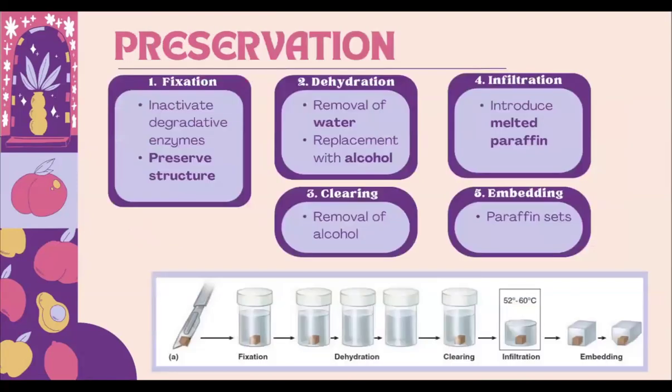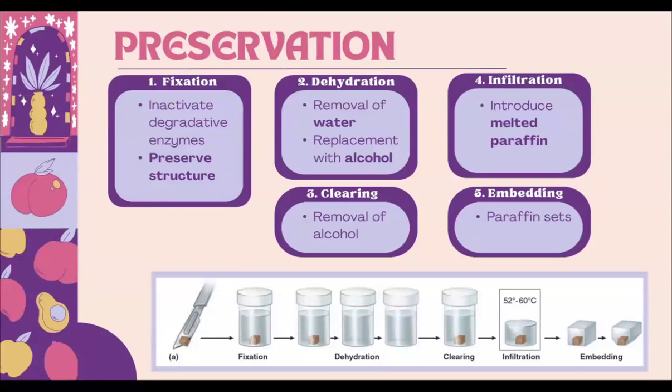Then we come into preservation techniques. So there's five in total, and they're very, very simple. So first you have to fixate the tissue. So what you do is you have to inactivate any enzymes that are in the tissue that can cause it to degrade. So you do this by the process of fixation. They haven't given more details on that. And once you've inactivated those enzymes, you're now preserving the structure. So over time, this tissue, it's not going to degrade and rot.